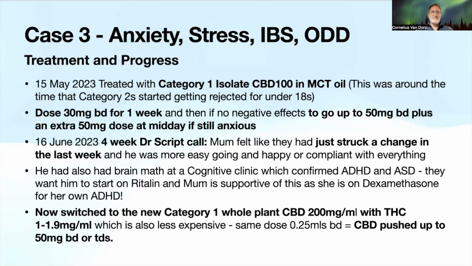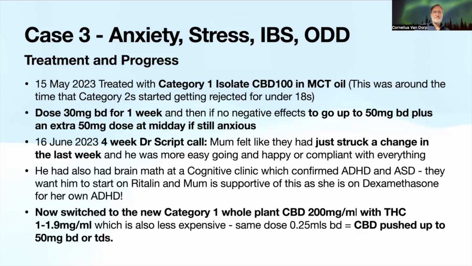So I started him on a category 1 isolate, CBD 100, at about 30 milligrams twice a day, and then if no problem, go up to 50 milligrams twice a day. And at the 4-week script, mum felt that it just started to strike a change in the last week, but he'd also had brain maths at a cognitive clinic, which confirmed ADHD and ASD.